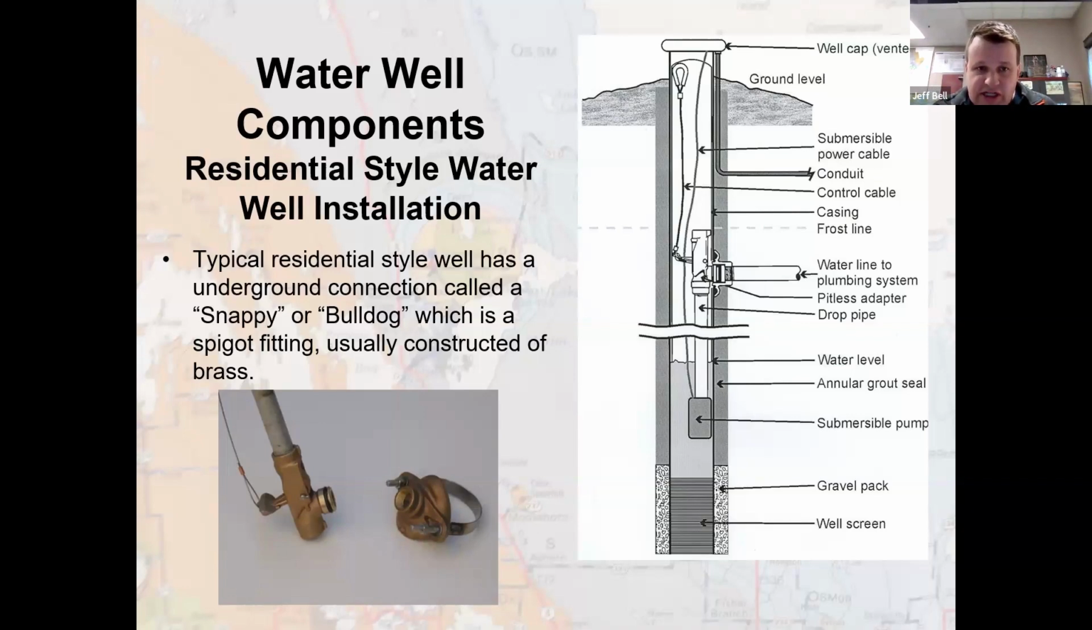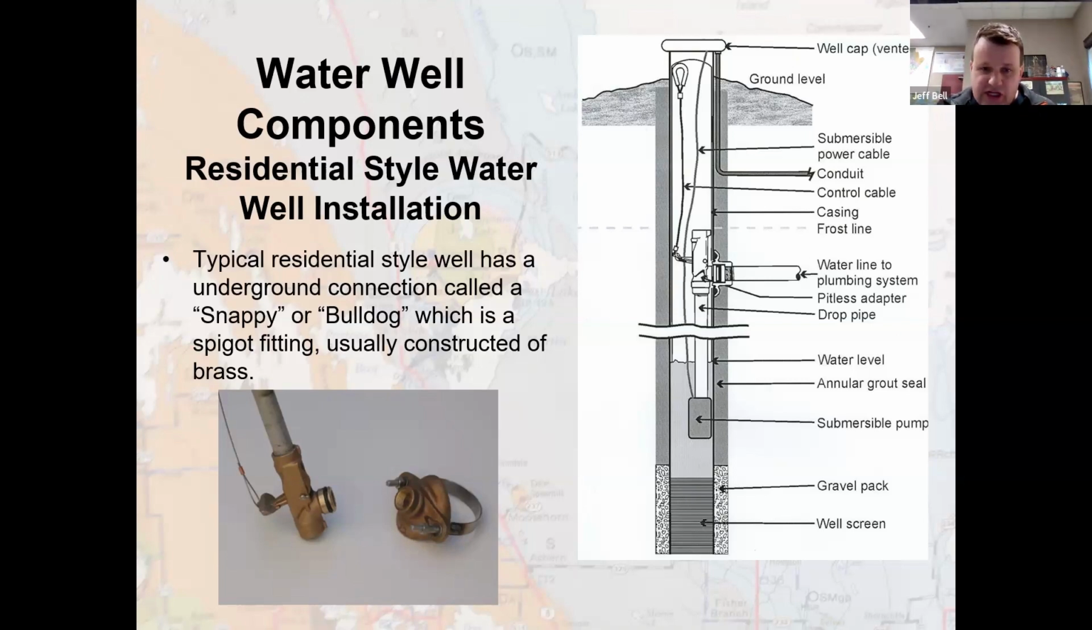This is a residential style of connection where we drill a hole in the side of a casing and we can hang a smaller pump on something like this. This is called a snappy or a bulldog fitting. These are very common in the residential world, but we do tend to see them in a lot of the smaller geothermal systems. If things tend to leak here, both inside the casing and outside of the casing, that tends to be where we see a lot of bacterial problems getting in.